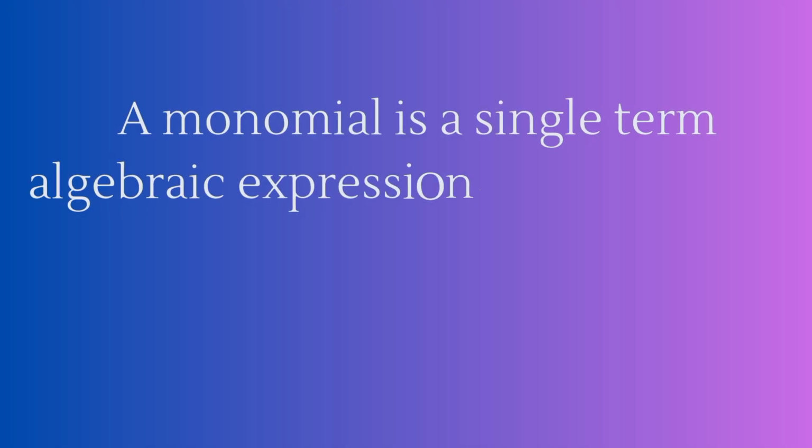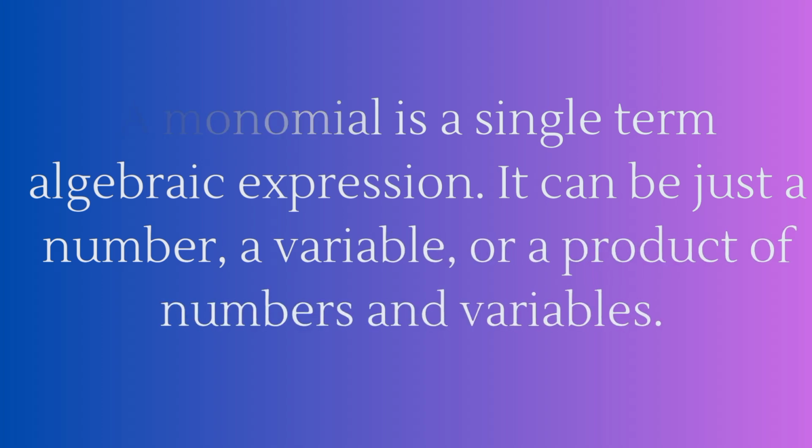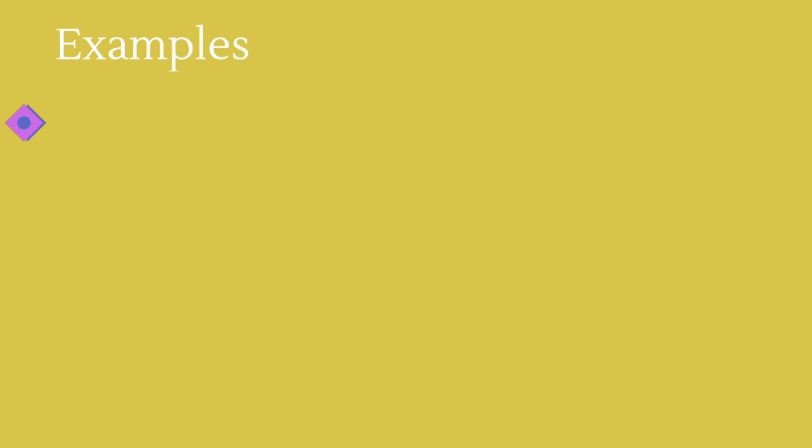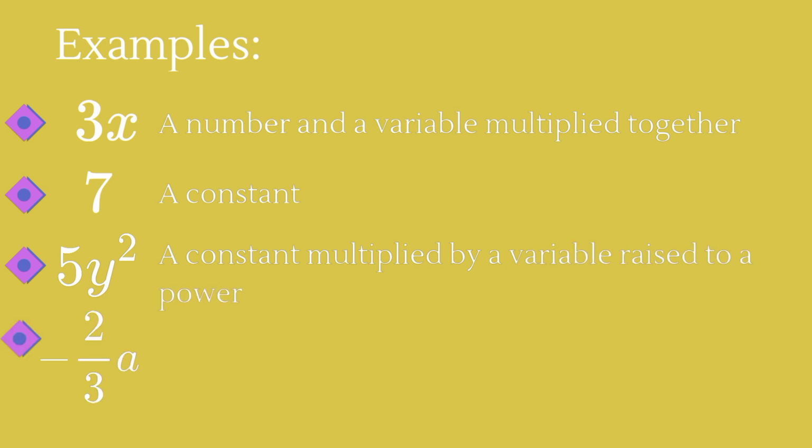Types of algebraic expressions. First up, let's talk about monomials. A monomial is a single term algebraic expression. It can be just a number, a variable, or a product of numbers and variables. For example, 3x, a number and a variable multiplied together. 7, just a constant. 5y², a constant multiplied by a variable raised to a power. −2/3 x, a fraction multiplied by a variable. Monomials cannot have addition or subtraction between terms. It's all about one single term.